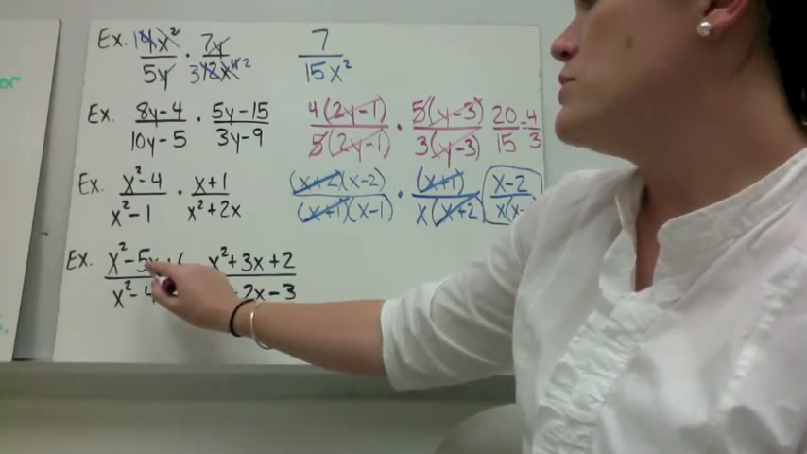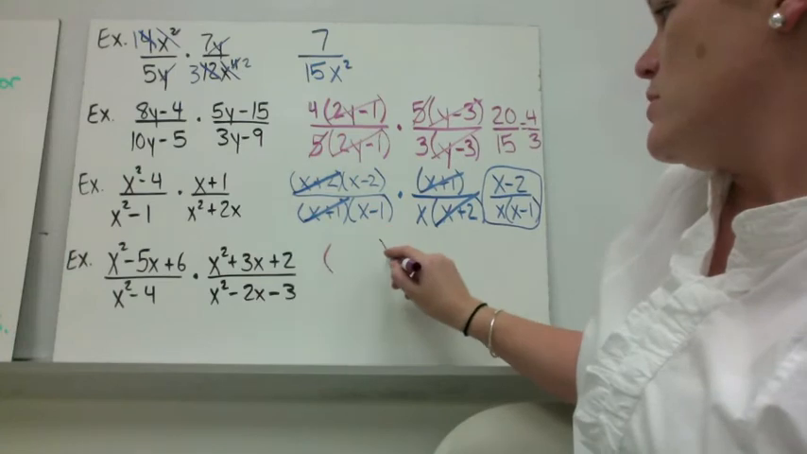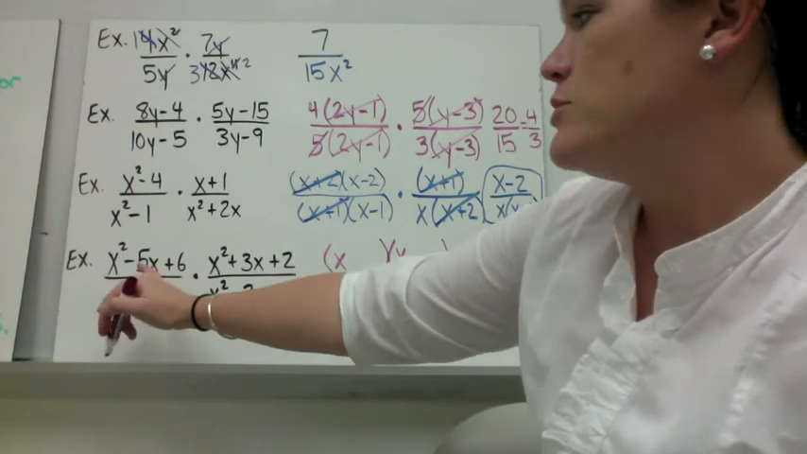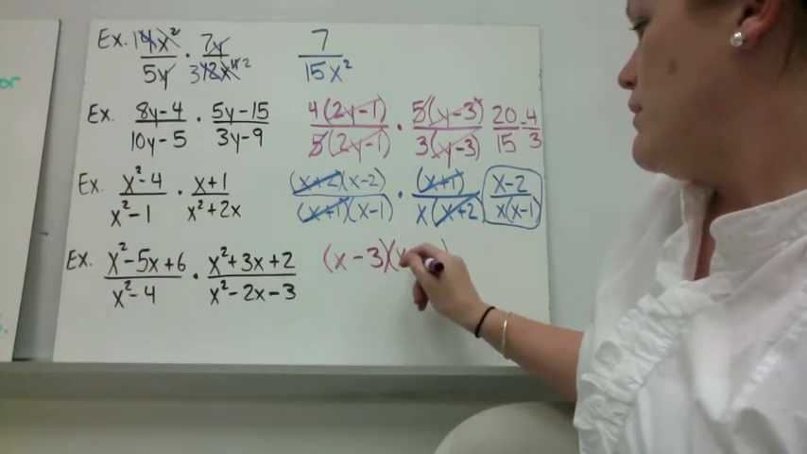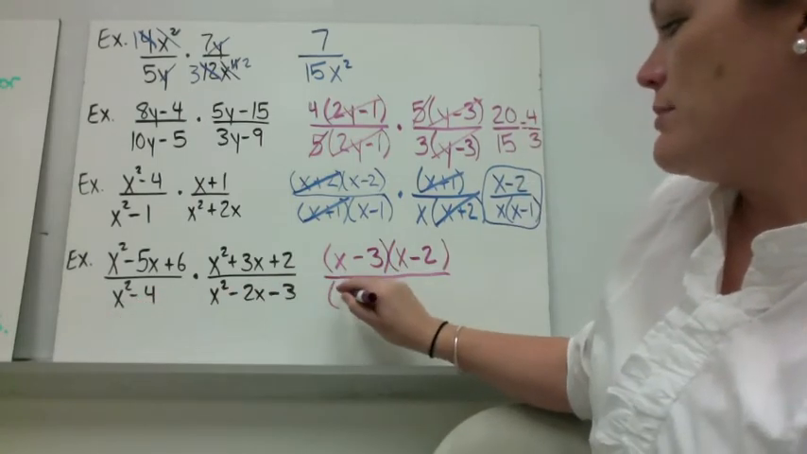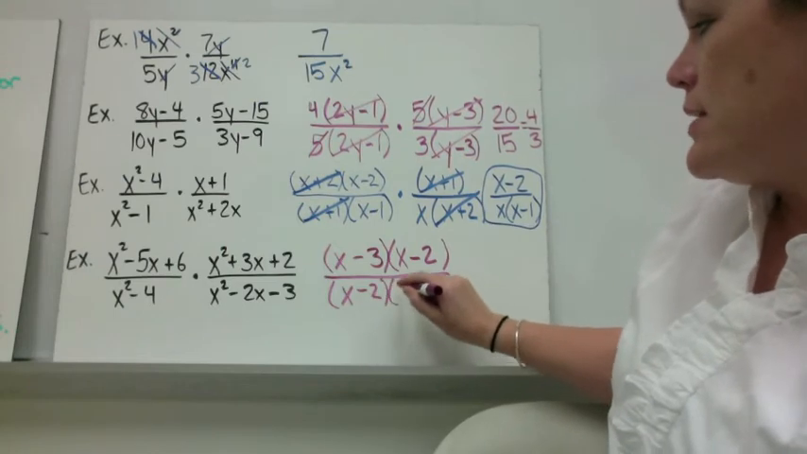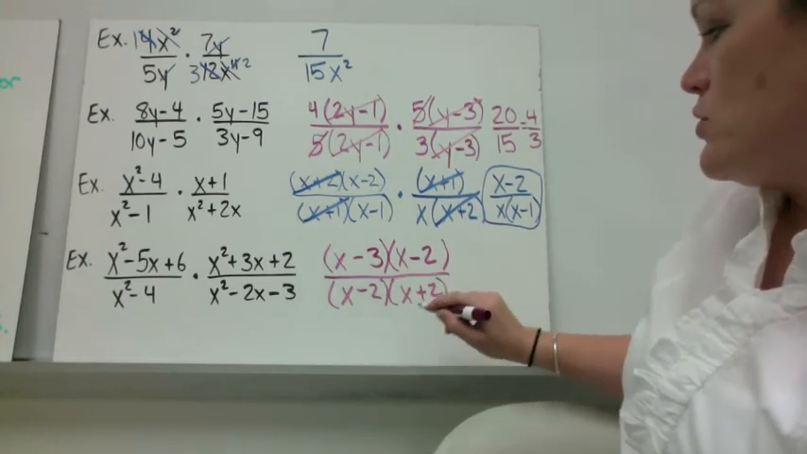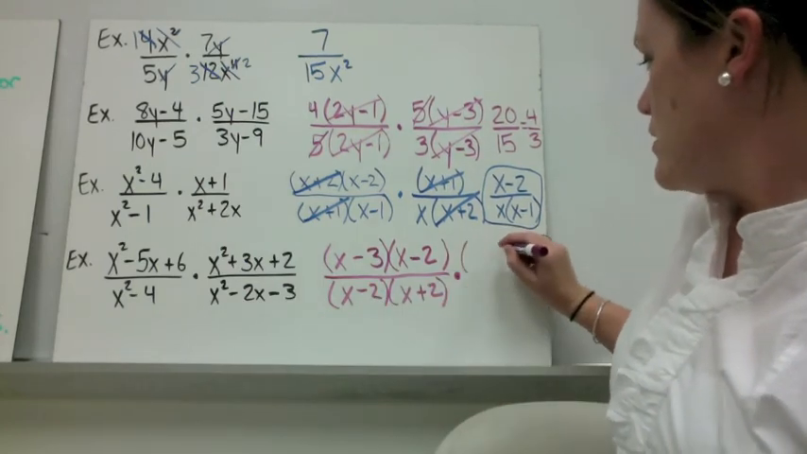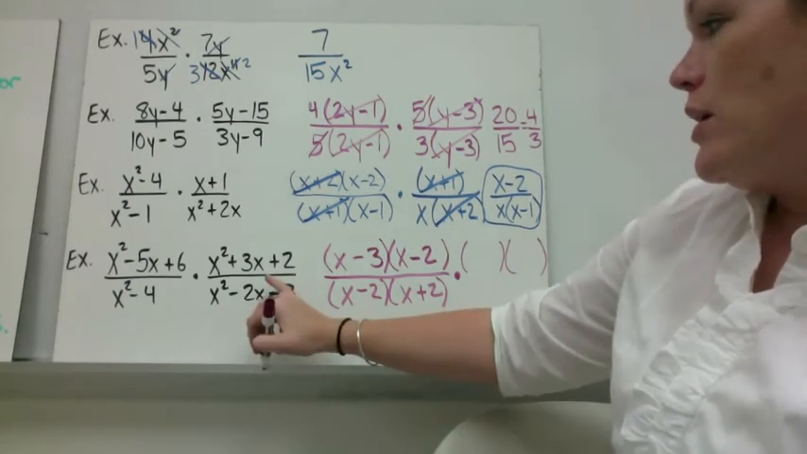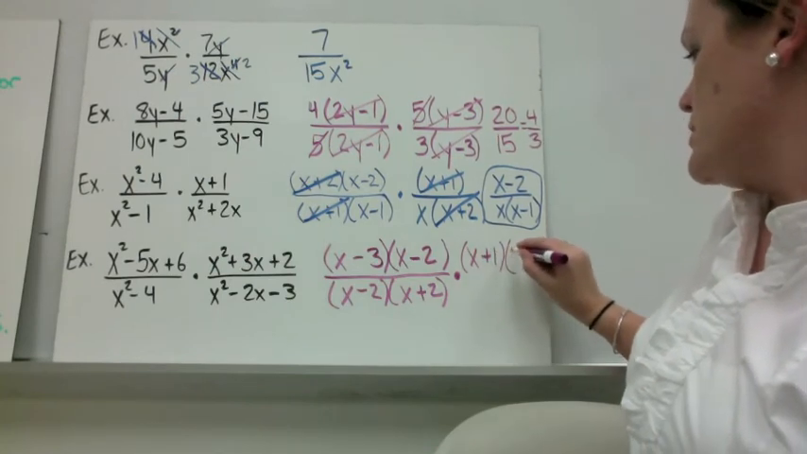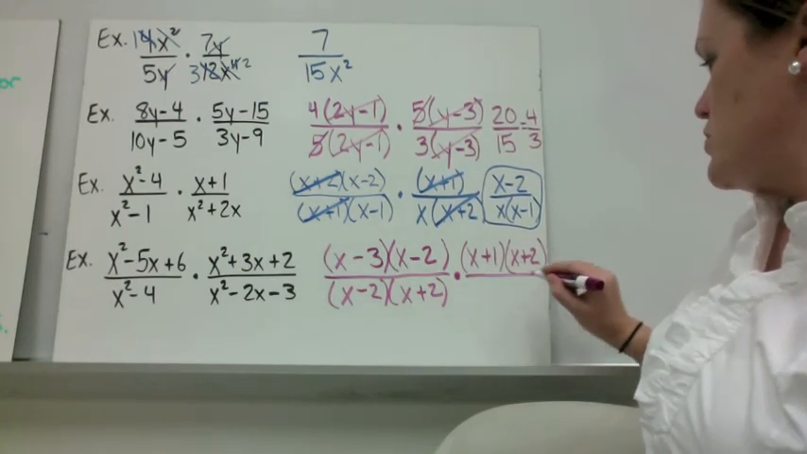So we want to factor x squared minus 5x plus 6. So I'm going to bring it over here. Numbers that would multiply to give me 6 and add up to negative 5 would be negative 3 and negative 2. In my denominator, like I already mentioned, we have a difference of squares, so I have x minus 2 and x plus 2 would come from x squared minus 4. Multiplying, in my numerator, I need numbers that will multiply to give me 2 and add to give me 3. So that would be x plus 1 and x plus 2.